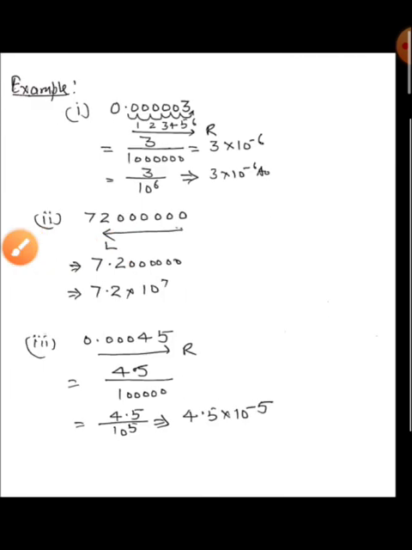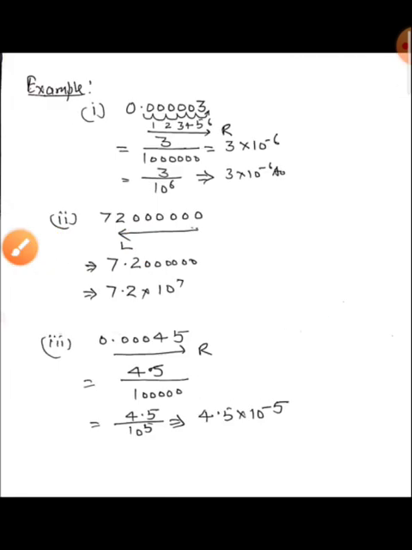Now next, we can write this type of question in another method, and this is a very easy method. Look here, 0.000003. Firstly we convert it into fraction form, and you know very well how we can write any decimal into fraction form. So what is here? Number 3. And after the decimal, how many digits are there? 1 2 3 4 5 6 digits.